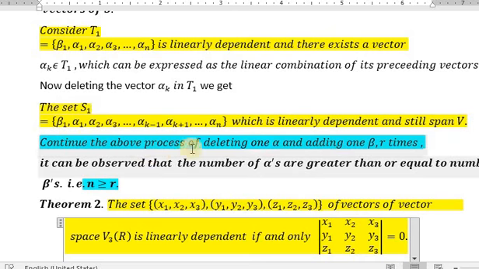So by continuing the process of deleting one alpha and adding one beta r times, it is observed that the number of alphas is greater than or equal to the number of betas. Therefore, n is greater than or equal to r. Hence the proof.